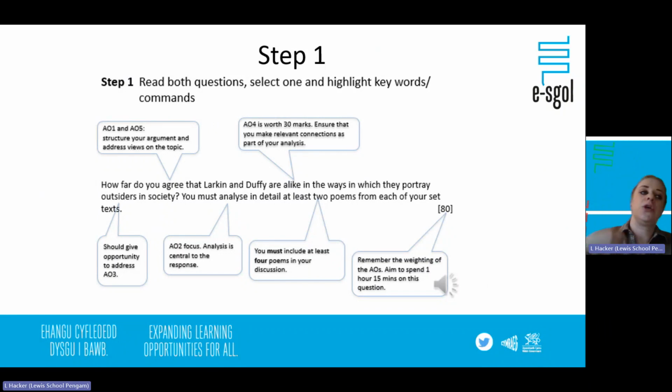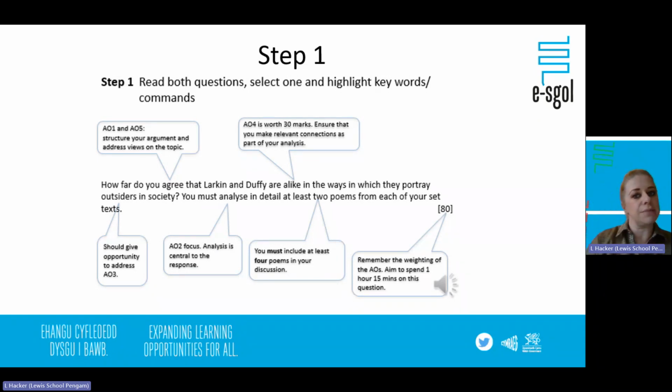So when you read that, you should be starting to think about what poems you could bring in to answer this response. And in light of that, when you've chosen your 4 poems, that is the theme you need to be looking for, the portrayal of outsiders in society.